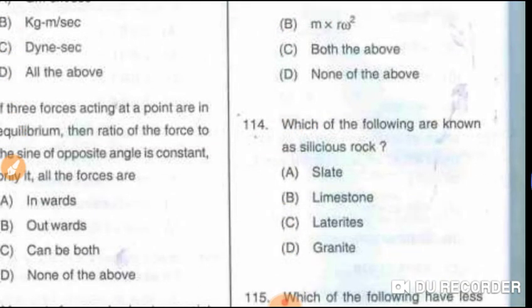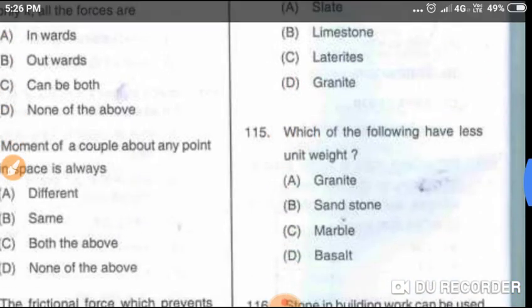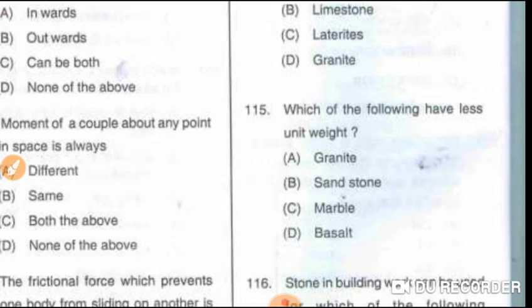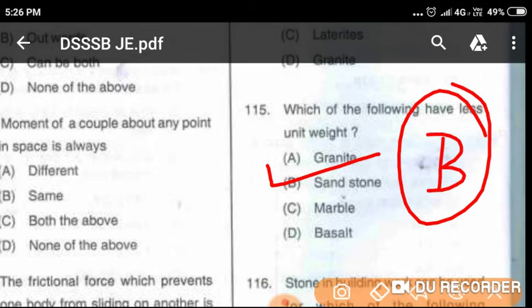Question number 114. Which of the following is known as a siliceous rock? Option A slate, option B limestone, option C laterite, option D granite. Granite is the siliceous rock, so option D is the correct answer. Question number 115. Which of the following has a lower unit weight? Option A granite, option B sandstone, option C marble, option D basalt. The correct answer will be sandstone. Sandstone has the lower unit weight, so option B is the correct answer.